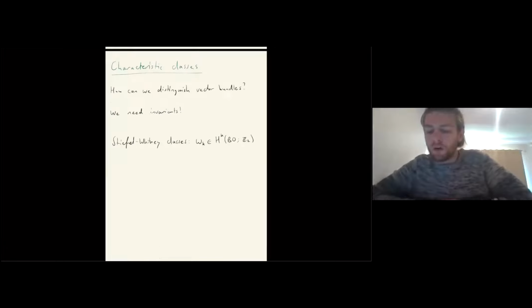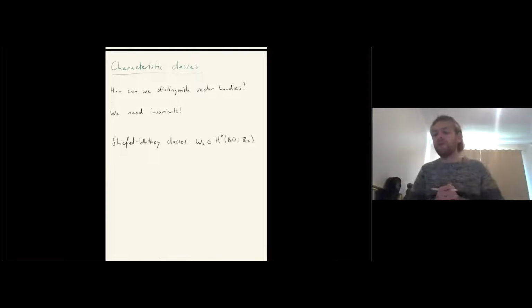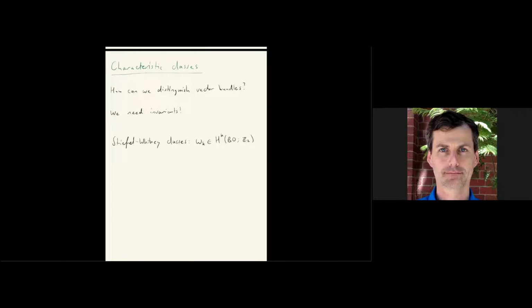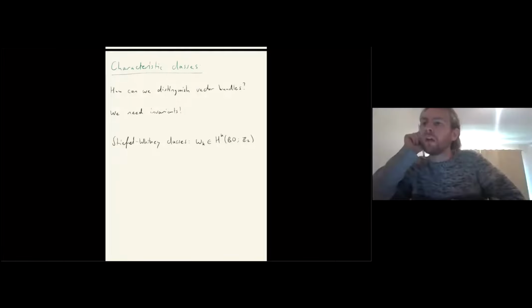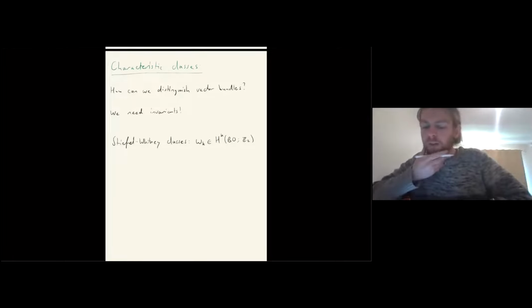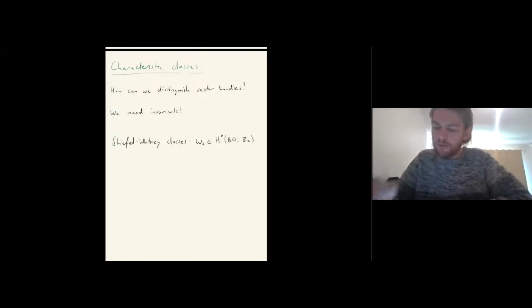Okay, so we have this idea of having different vector bundles. How do we distinguish them? We need some kind of invariant to tell them apart, and these come in the form of characteristic classes. Some of the classical ones are the Stiefel-Whitney classes.